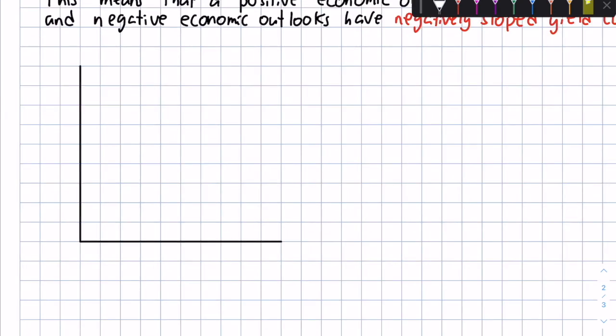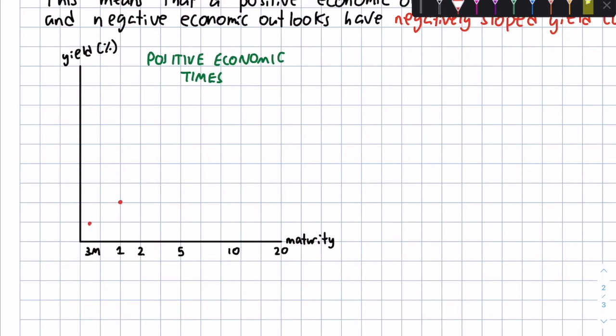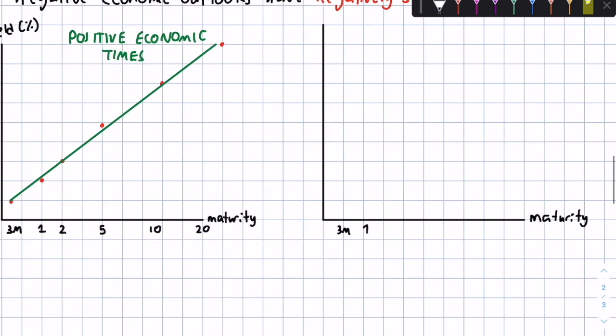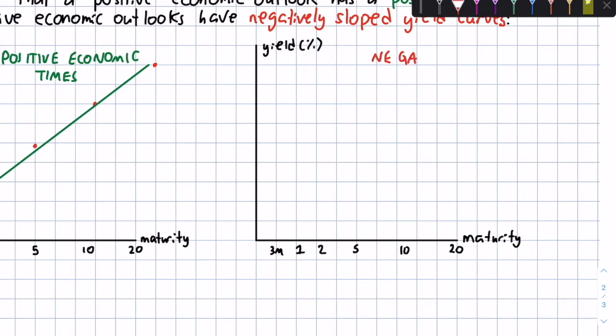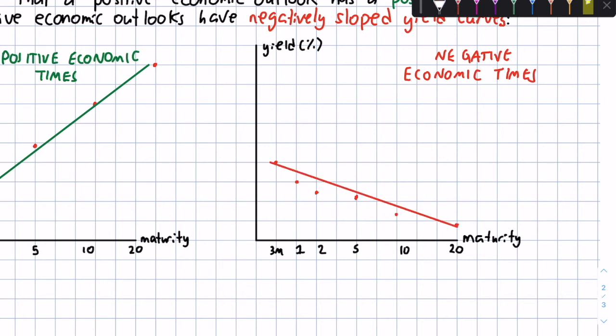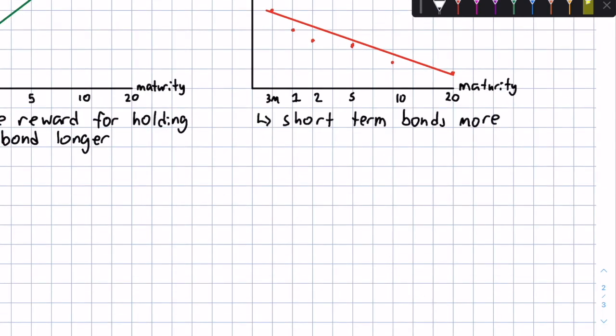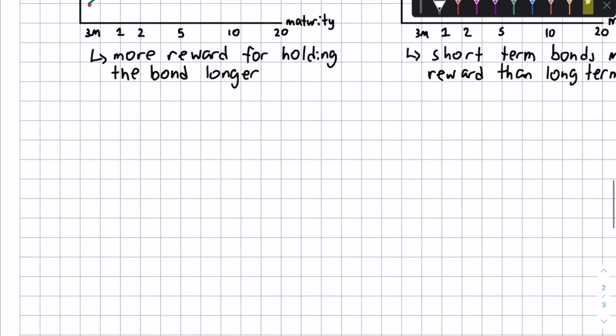So here we go. We have a positive economic outlook version of the yield curve, and we have yield on the vertical axis and maturity on the horizontal. And I've just done some arbitrary maturities here. In positive economic times, we see that the further out the maturity, the higher the yield must be. Similarly, this is for negative economic times, like for COVID, this is the case where we had a negatively sloped yield curve. And this means that we get less yield for higher maturity assets. So in positive economic times, there's more reward for holding the bond for a longer period of time. But in negative economic times, short-term bonds are rewarded more than long-term bonds because of the uncertainty that's introduced.